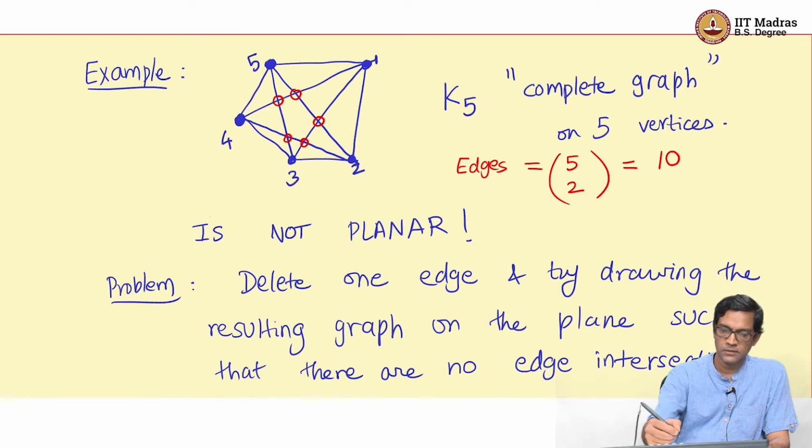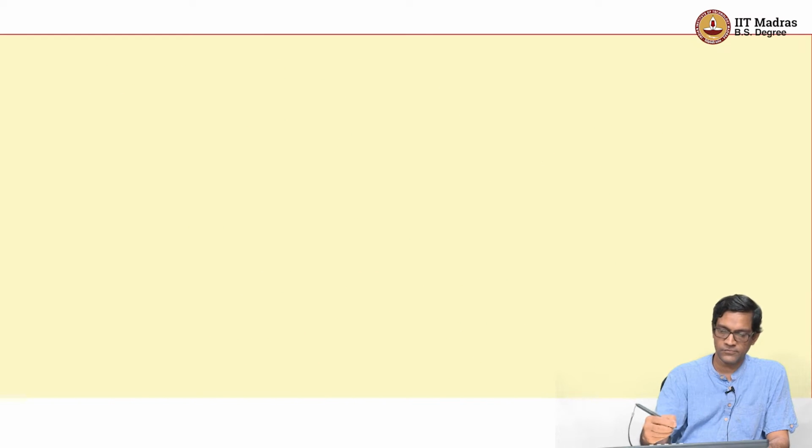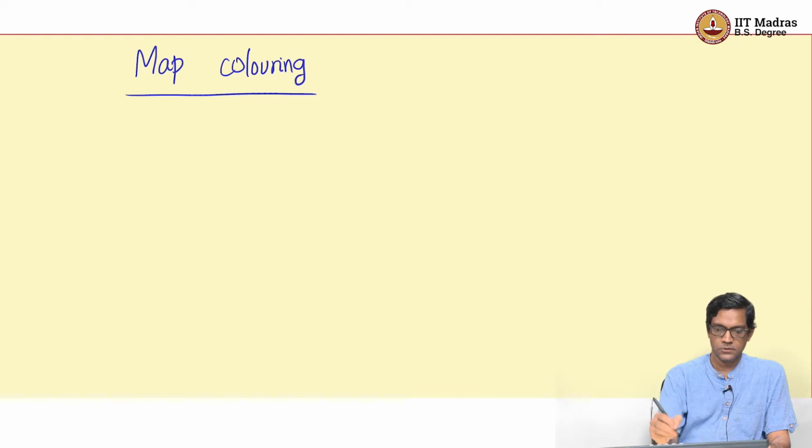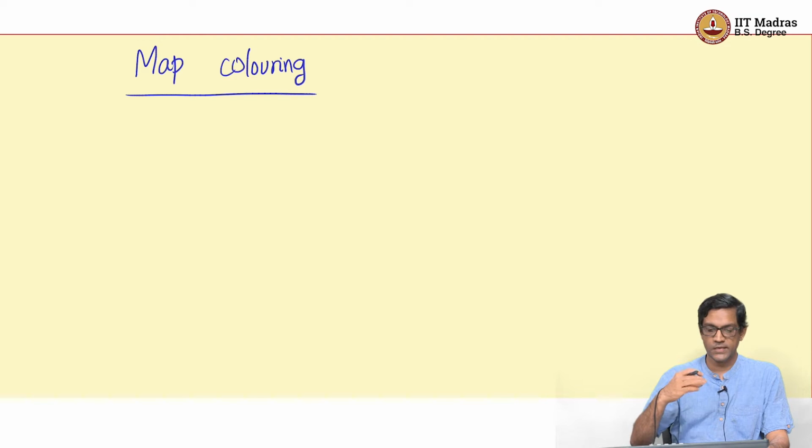An important aspect of planar graphs, and maybe one of the very first places in which they appeared, is in the context of map coloring. So the problem here was really the following: when you try to draw the map of, let us say, a country which shows its various states, or maybe a state showing smaller districts and so on.